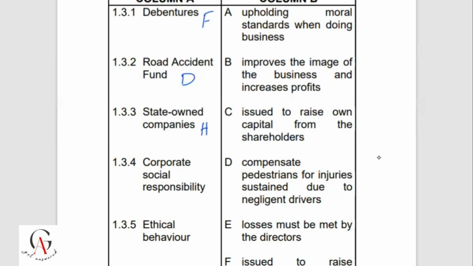Okay, right. So now let's move on to 1.3.4. Corporate social responsibility. In this regard, you are going to check improves the image of the business and increases profits. So our appropriate answer is B. Now let's check 1.3.5, ethical behavior. For ethical behavior, we are going to check upholding moral standards when doing business. So our appropriate answer is A.